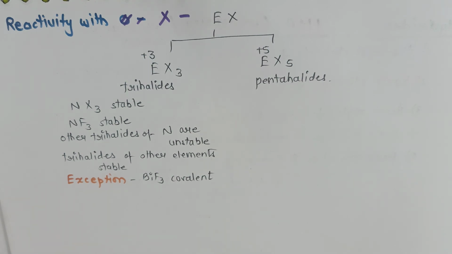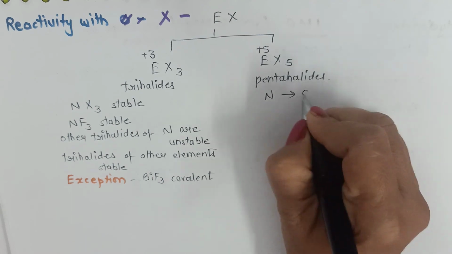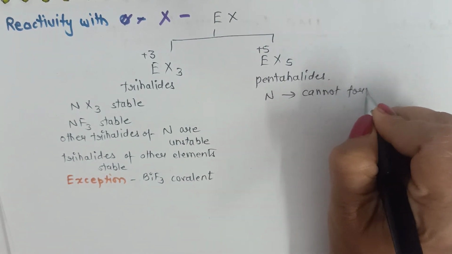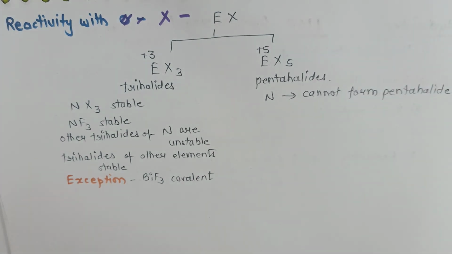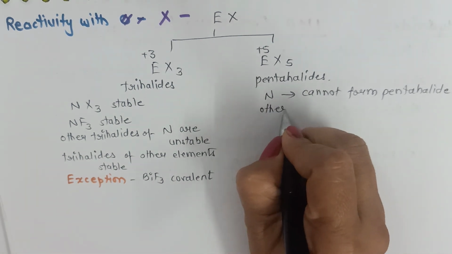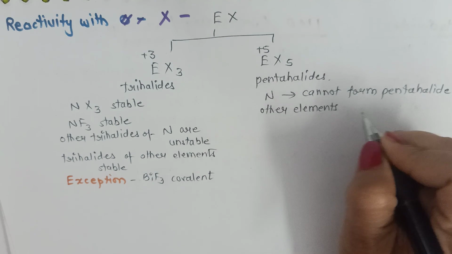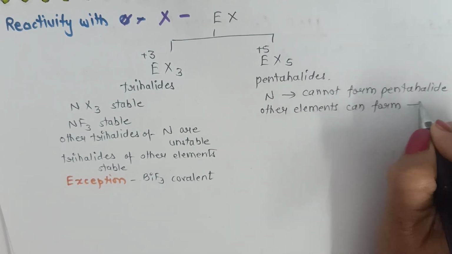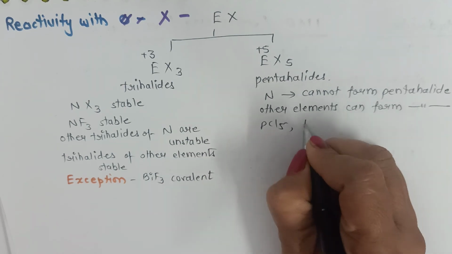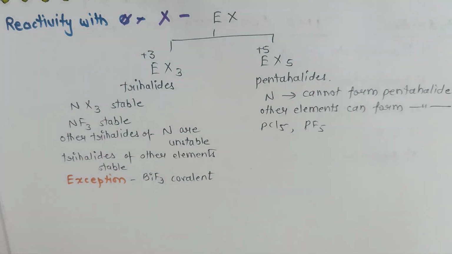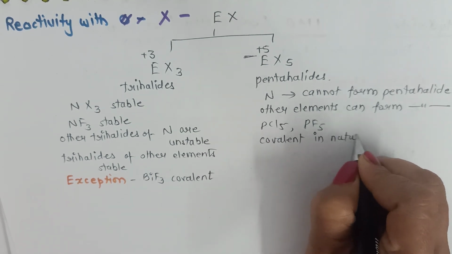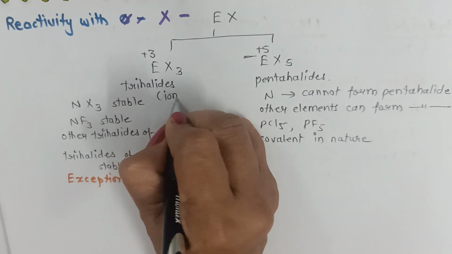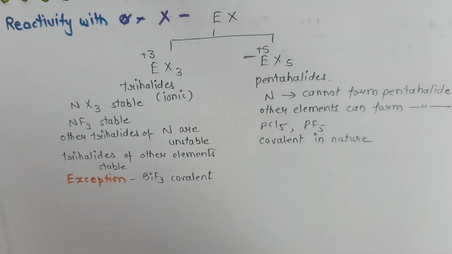Coming to pentahalides. Nitrogen cannot form pentahalides because of absence of d orbital. It cannot extend its covalency beyond 4. But the other elements can form pentahalides like PCl5, PF5, etc. And all pentahalides, since the element is present in the highest oxidation state, are covalent in nature. Whereas the trihalides should be ionic in nature with the exception of bismuth fluoride.